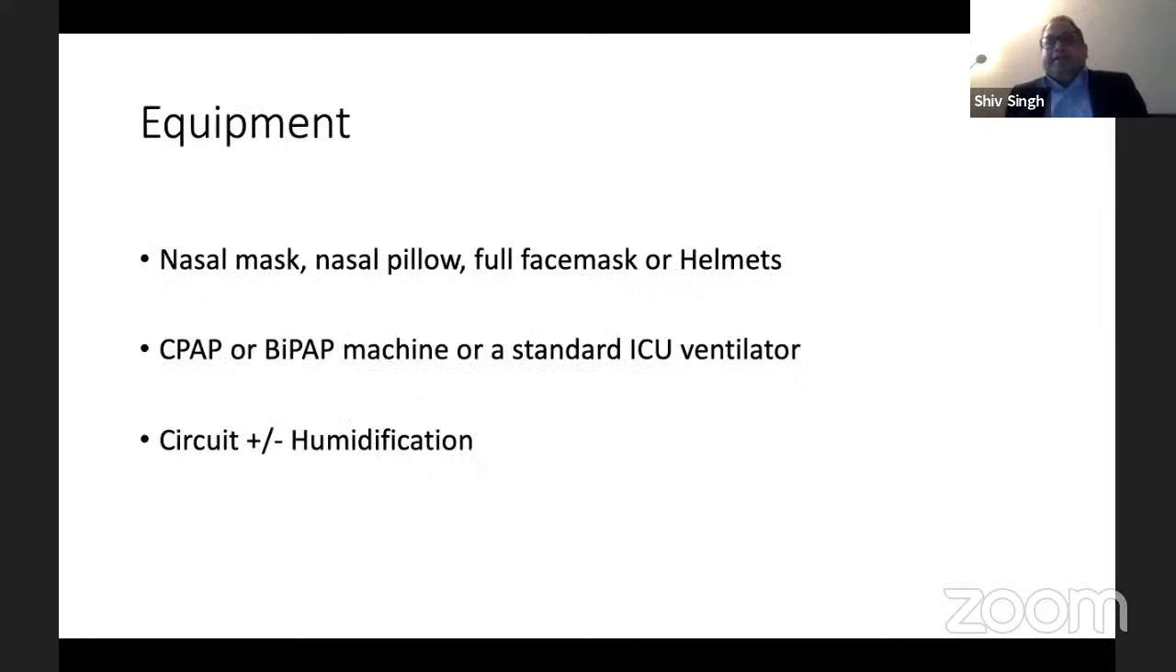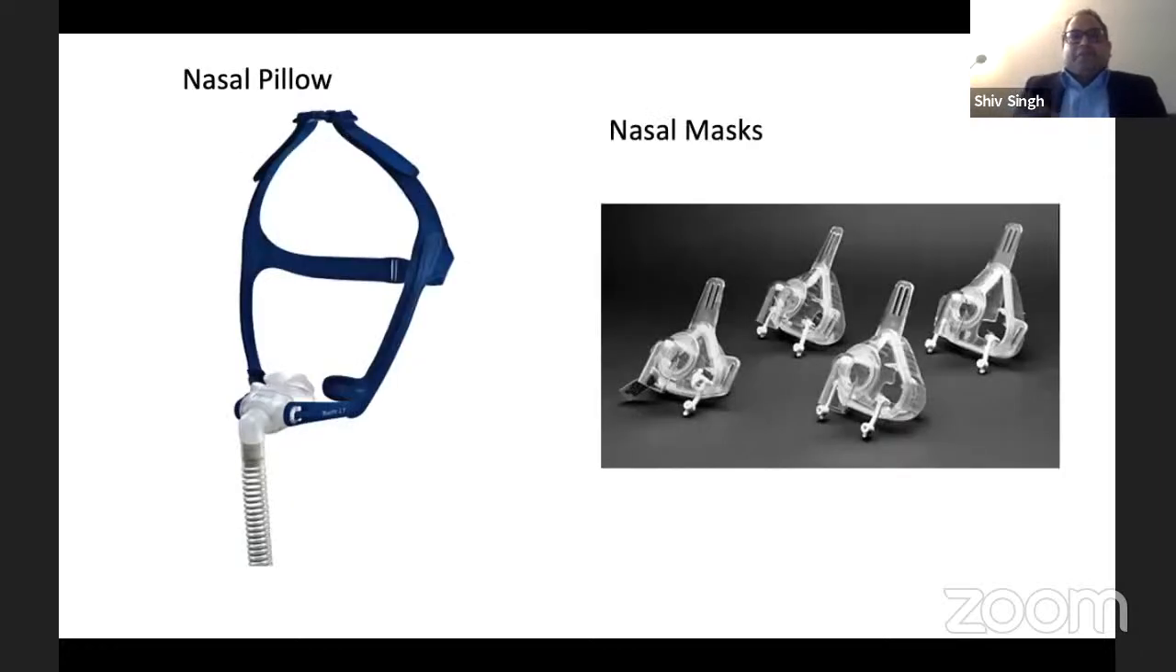The equipment we need is a nasal mask, nasal pillow, full face mask, or helmets. There are various ways in which the interface can be used. We obviously need a machine, and there has to be a connection between the machine and the patient. This is done through a circuit breathing system. And it's good to have warm humidified gases, because cold gases can be quite drying to the airway.